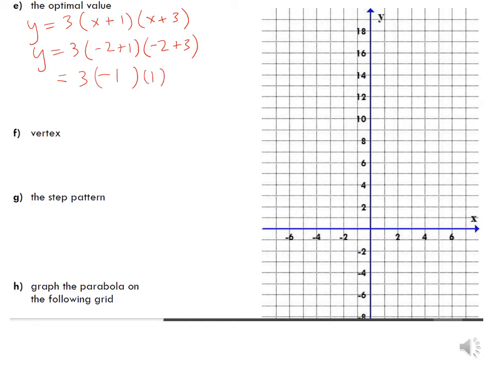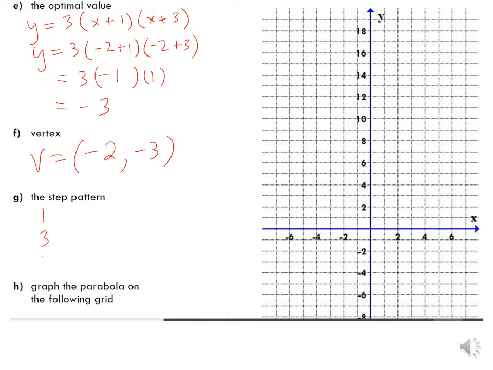take care of the brackets first. Negative 2 plus 1 is negative 1. Negative 2 plus 3 is 1. Multiply all those values together. You get negative 3. Your vertex is your axis of symmetry, so negative 2, with your optimal value. So there's our vertex.